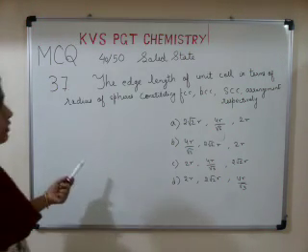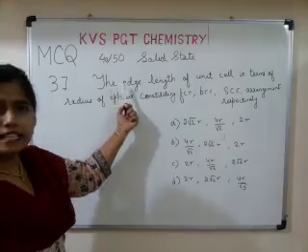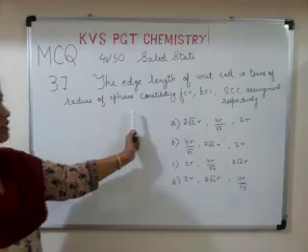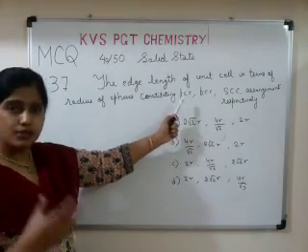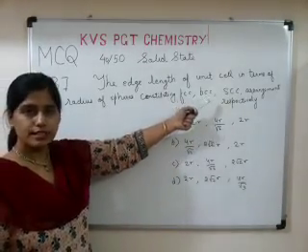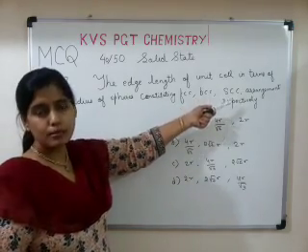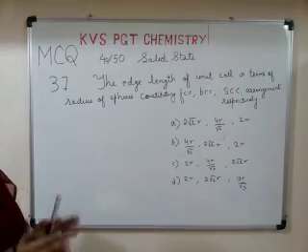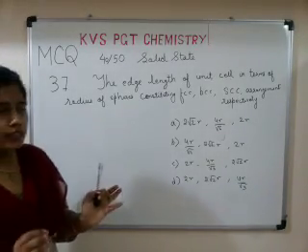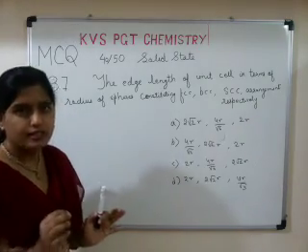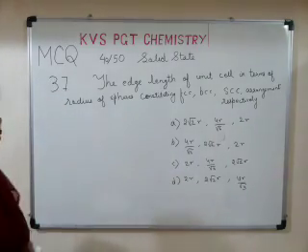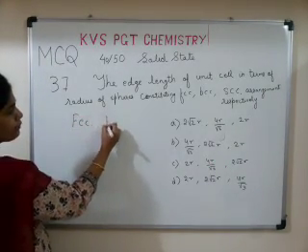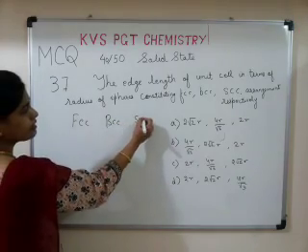Now children, see the another question. Here it is asked, the edge length of unit cell in terms of radius of a sphere constituting FCC, means face centered cell, BCC, body centered cell, and SCC, means simple cubic cell arrangement respectively. इसमें आपको ये बताना है, you have to keep the values of edge length in FCC, BCC and simple cubic type. So first of all, let us begin how to solve this question in FCC, in BCC and in simple cubic cell.